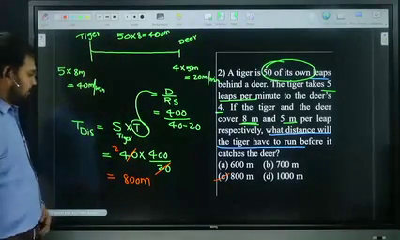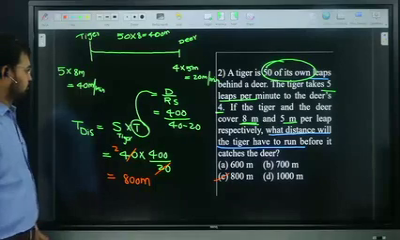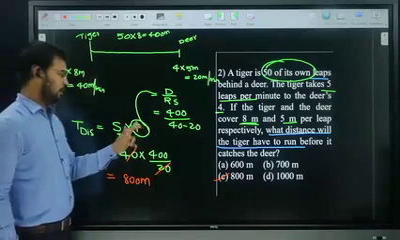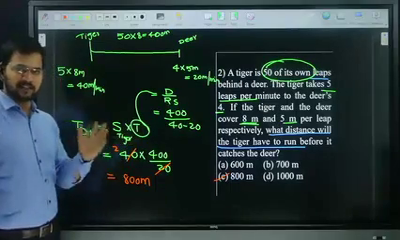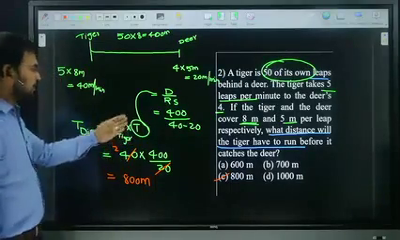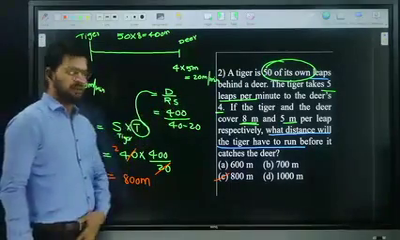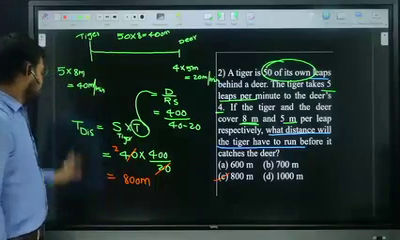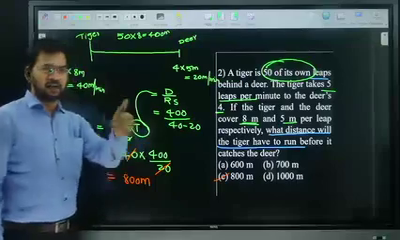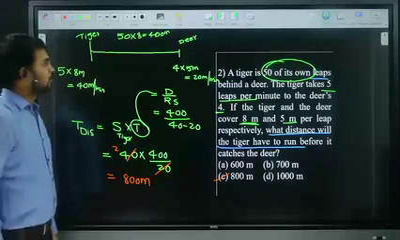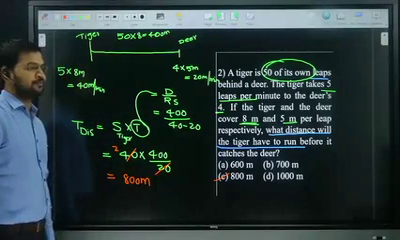Here, at what time does the tiger catch the deer? General time is nothing but distance by relative speed. They're asking for the tiger's distance, that is the reason: speed of the tiger into time of the tiger. All of you clear? Very good. Just make a note.